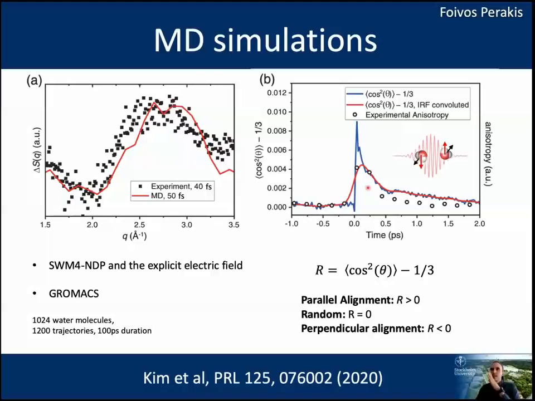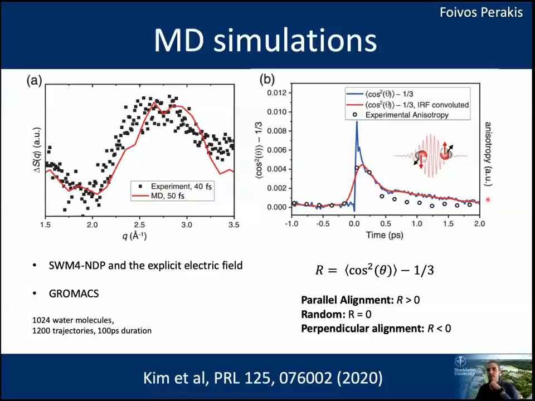And then we decided, okay, one other thing we can get at is how the anisotropy decays inside the simulation, by looking at the angle between the dipole and the electric field. This we define as theta. Here you see cosine squared theta minus 1/3. The reason we use this definition is that when the sample is completely randomized, this R is equal to 0. When it's aligned parallel to the electric field, it becomes positive, and when it's perpendicular, it becomes negative. Here we see that, just like in the experiment, we have a sharp rise shown in blue and a decay. When you convolve it with the instrument response function shown in red, it shows quite good agreement with the experiment, in the sense that there is a fast component followed by a slower component.